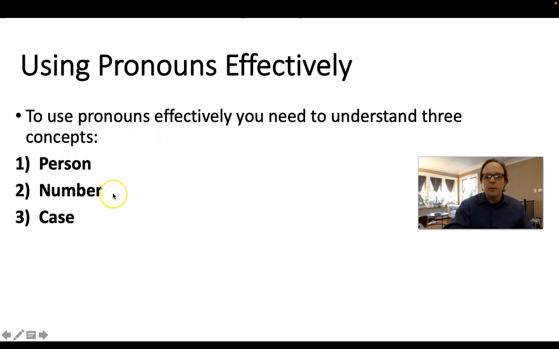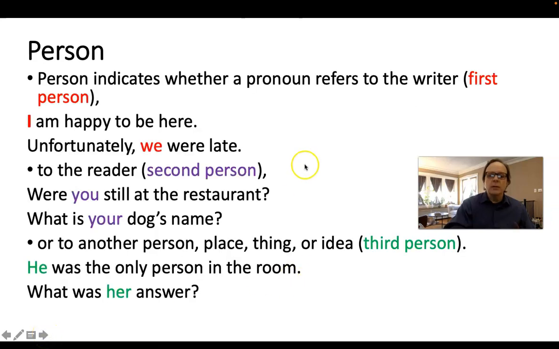Also, number. We talked about that a minute ago. If it's plural, then make sure your antecedent and your subject are both plural, not one singular and one plural. And then the case. Case is a little bit confusing, and I won't go into that too much, but it has to do with what part of speech the word's being used as. So let's look at this first part.